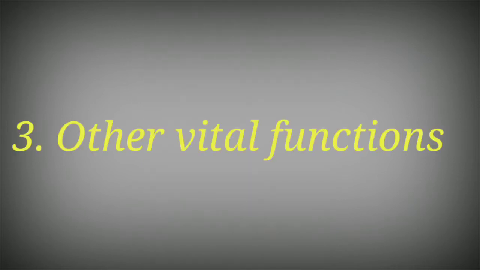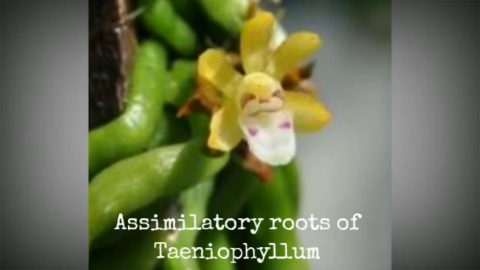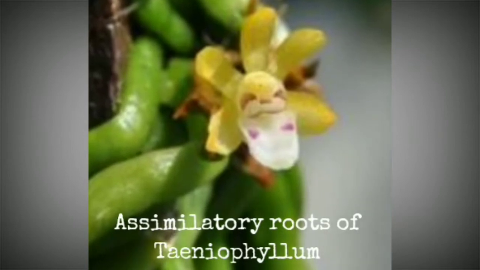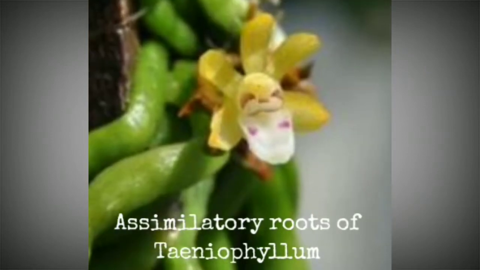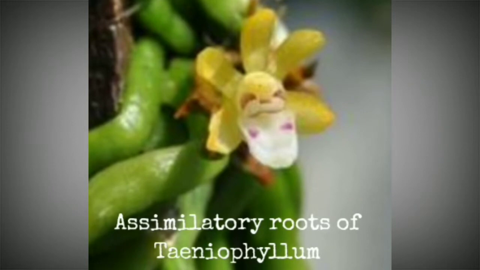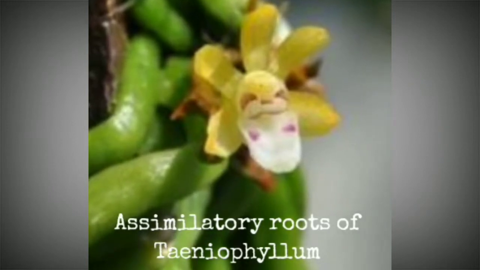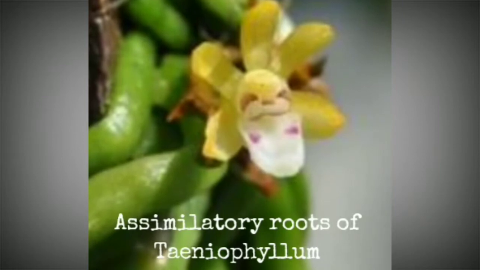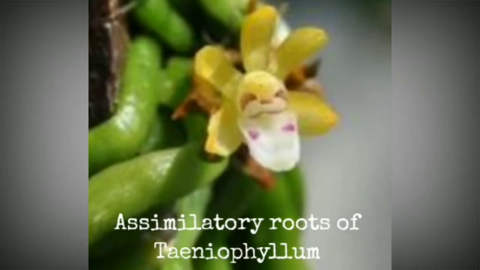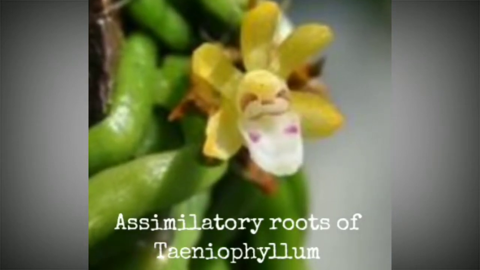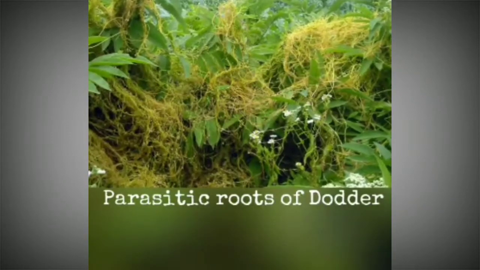Now let's come to the other vital functions that the root system performs in some other plants, such as photosynthesis, or it can even be harmful. Say, for example, the assimilatory roots of Taeniophyllum. Also in many orchids or other plants such as Tinospora, they bear photosynthetic roots. The structure that is green in color here, these are actually roots in the case of the orchid variety called Taeniophyllum. So here they do the function of photosynthesis.